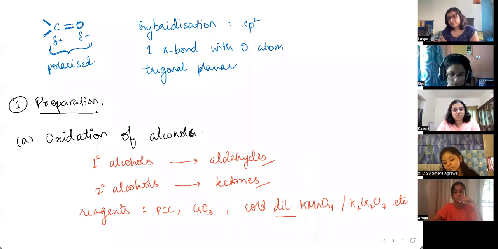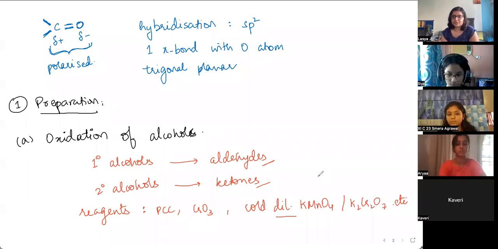Another thing: potassium permanganate and potassium dichromate are mainly used in laboratory conditions. You will never use these in industrial preparation methods. For industrial oxidation, you pass the vapors through heated copper tubes. There are other methods used industrially. The scale of these things is small.